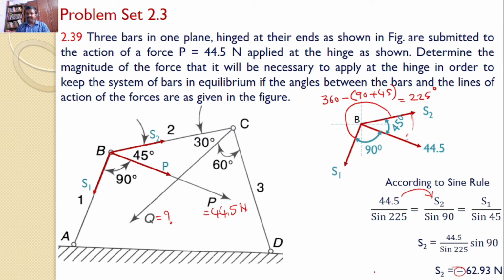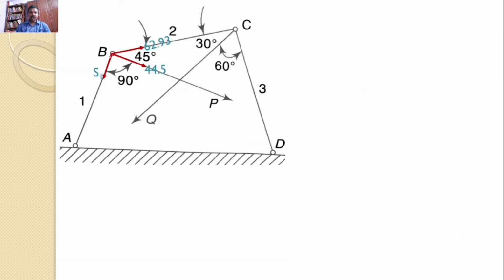What does this minus indicate? This minus indicates that the initial assumed direction for S2 is wrong. Initially we assumed that it is in tension, that bar 2 is in tension. But from this expression we can say that bar 2 is in compression. Now, so here I understood that this value is 44.5, this value is minus 62.93 newtons, and S1 we have not calculated because it is not required to calculate the value of Q.